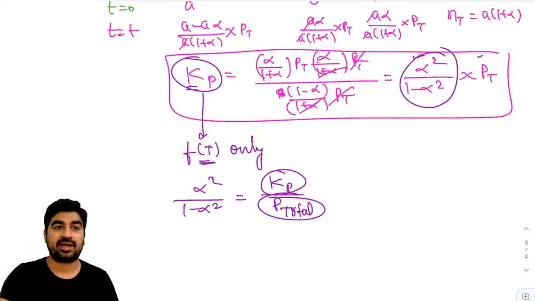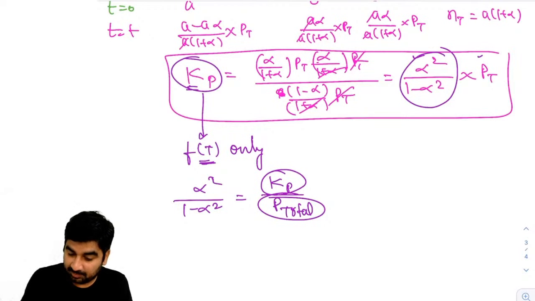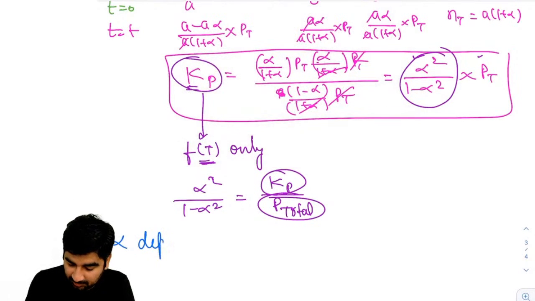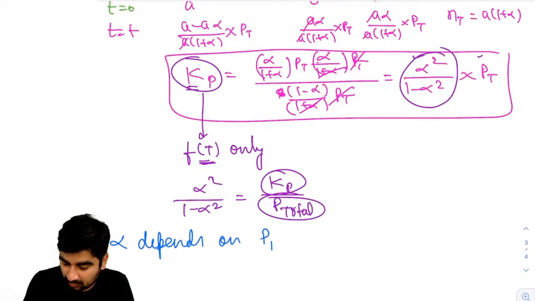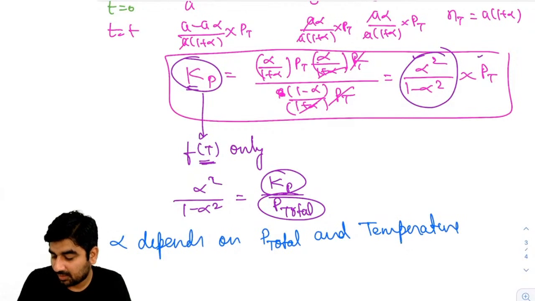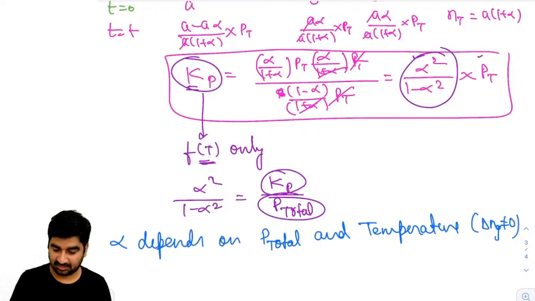So why am I saying this? Alpha can be changed. So alpha depends on two factors. Note it down. Alpha depends on P total and temperature, when delta Ng is not equal to 0. Why am I saying it?